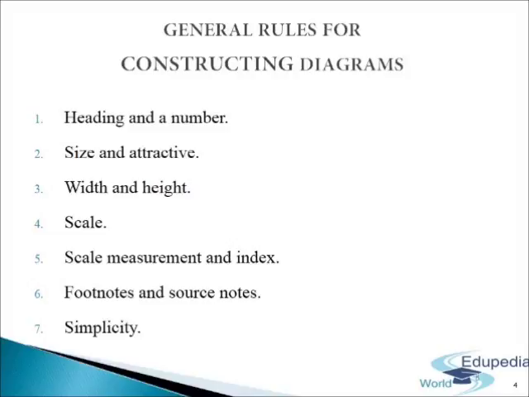Third, width and height. An appropriate proportion should be maintained between width and height. Width as horizontal line is called x-axis and height as vertical line is called y-axis. Vertical line should be drawn at the left side and horizontal line on the bottom of the diagram. Both axes must be properly labeled, for example, population or production on y-axis and years or months on x-axis.